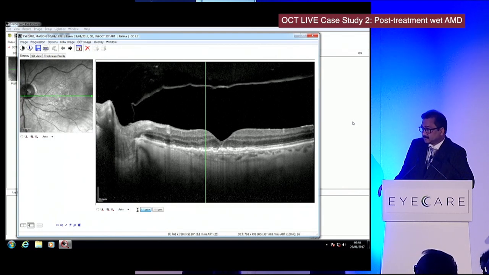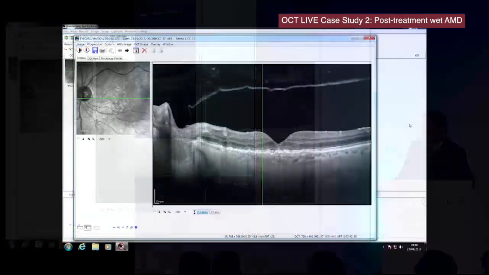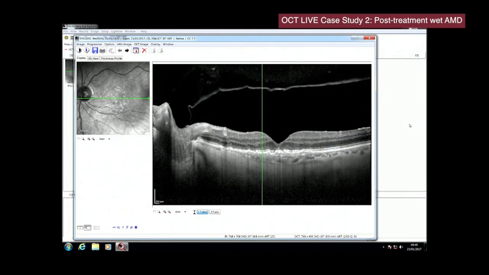Other things to think about then, obviously, diabetic macular edema can cause subretinal fluid. Vascular occlusion can cause subretinal fluid. So the list is quite long, and then we obviously have inflammatory causes. And there are rare things like Harada's disease. So there are lots and lots of causes for subretinal fluid.